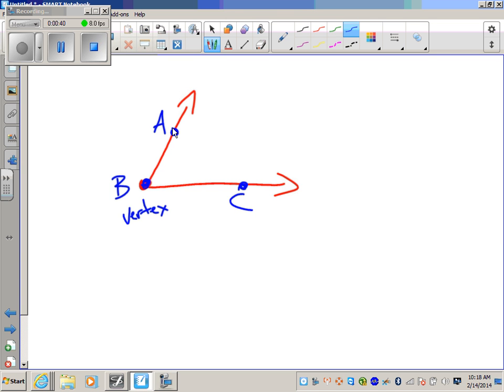If you know what a 90-degree angle looks like, it looks like the letter L, okay? So you can see where a right angle would be, and this definitely falls in between there, okay?